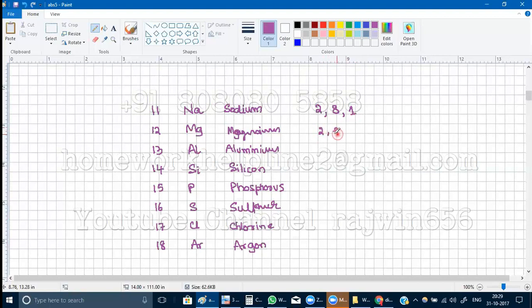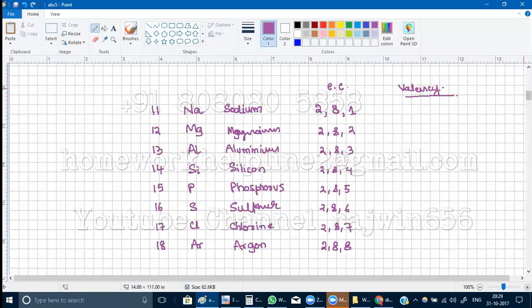Same way we just have to continue over here: 282, 283, 284, 285, 286, 287, and 288. So this is how the electrons will get distributed in atoms from sodium to argon. These are the electronic configurations. The last part is the valency.